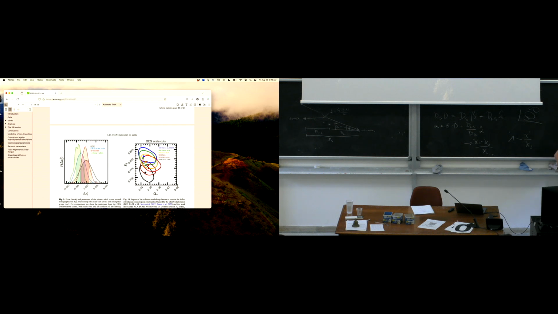In DES Year 1, people had joked that the paper would be Abbott et al., unless my insistence on blinding screwed up the results, then it would be Krause et al. So I'm happy to report it's Abbott et al. Didn't get the first author paper, but it's good.